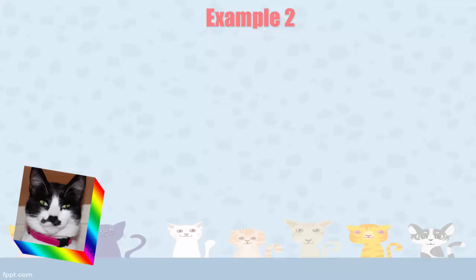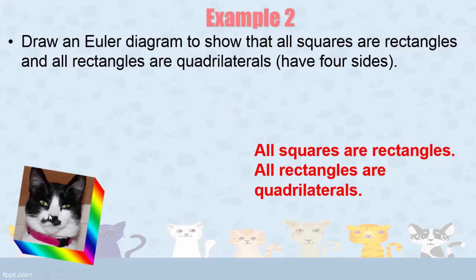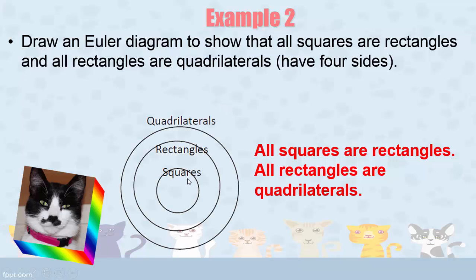Similarly, for example number 2, we could draw an Euler diagram to show that all squares are rectangles, and all rectangles are quadrilaterals, which have 4 sides. So, of course, the squares are the most specific, since squares are a subset of rectangles. And rectangles are more specific than quadrilaterals, since rectangles are a special kind of quadrilateral. So all squares are rectangles, therefore we can write our Euler diagram in such a way that we have squares, which are within rectangles, which are a specific kind of quadrilateral.